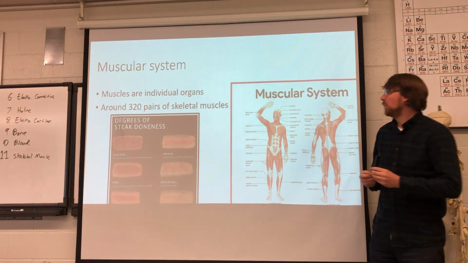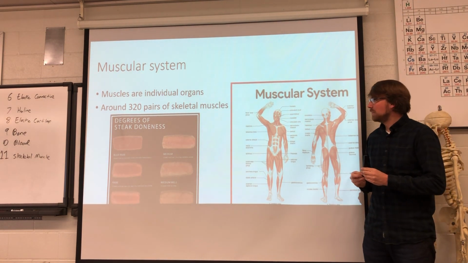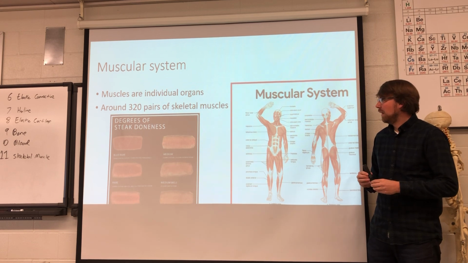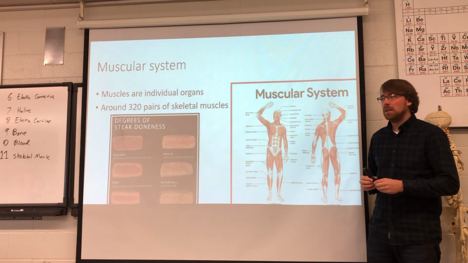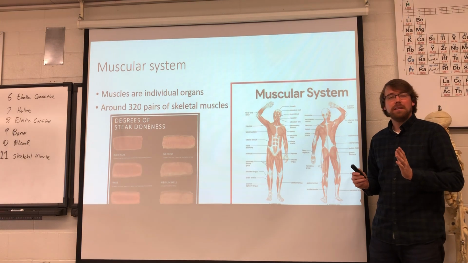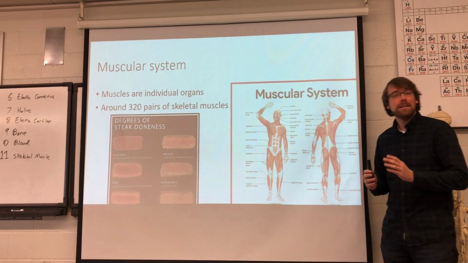So we're going to move on to your muscular system. I forgot I put that joke about steak doneness on here. Well, it's not a joke. That is different degrees of steak doneness, but I forgot I included that on here. But I did, I guess.